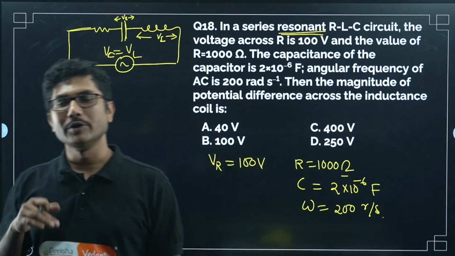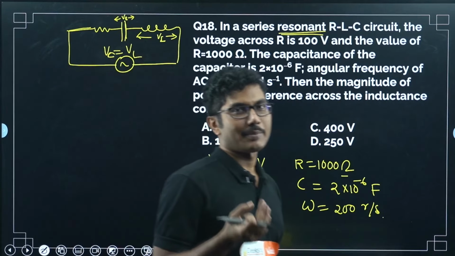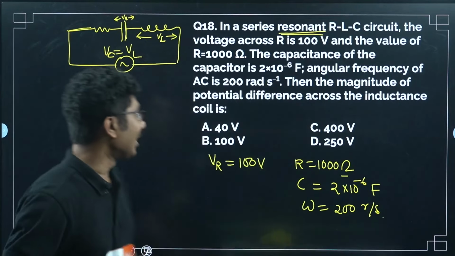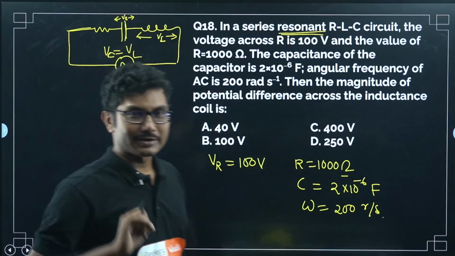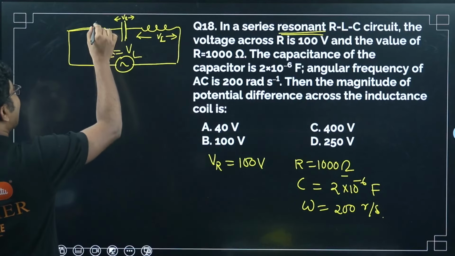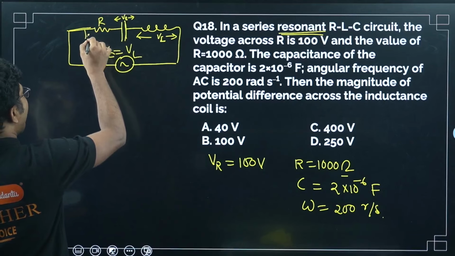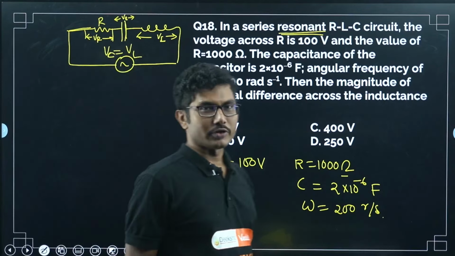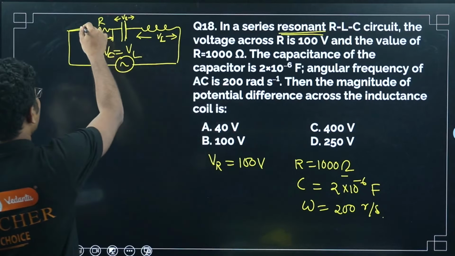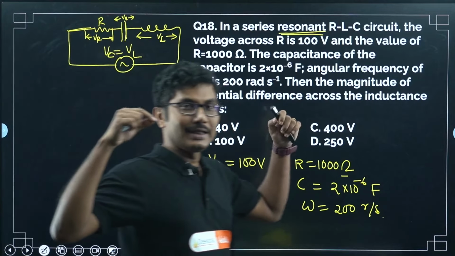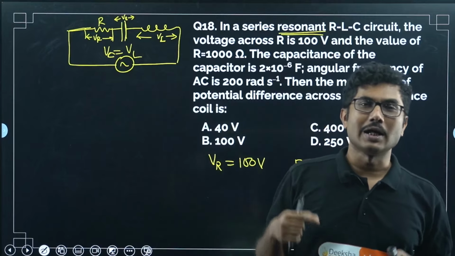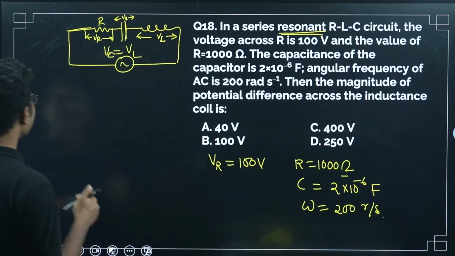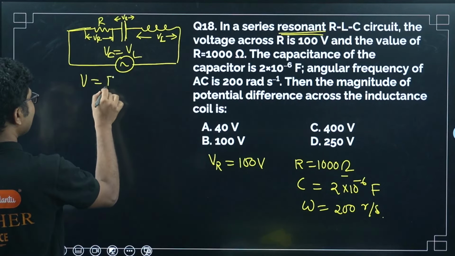So what we will do is find the voltage across the capacitor, then that same voltage will be across the inductor as well. Now how can we find the voltage across the capacitor? First of all, the value of VR is given and the value of resistance is also given. If we know the potential difference across any resistor and the value of the resistance, then from Ohm's law we can calculate the current. V is equal to IR.